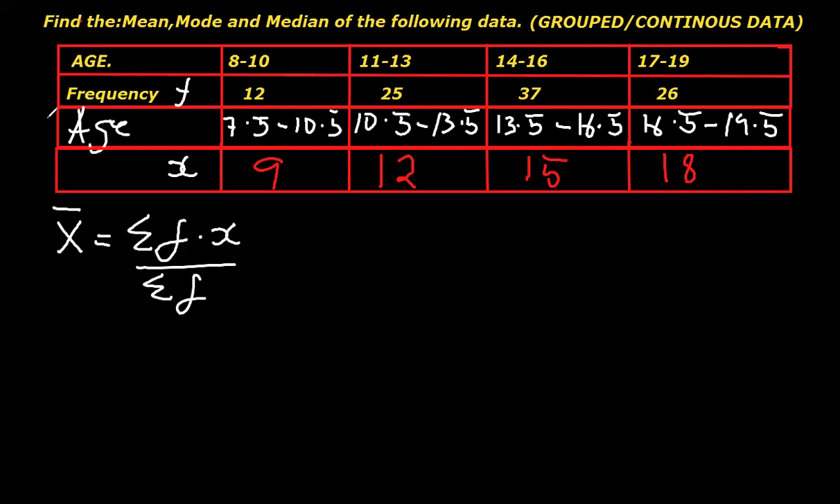Okay. Now what's the sum of frequency? Now quickly, if you have a calculator with you, you should have one. So 12 plus 25 plus 37 plus 37 plus 26. So the sum of my frequency is 100. So I'll just put it here. Okay, that's the sum of my frequency.